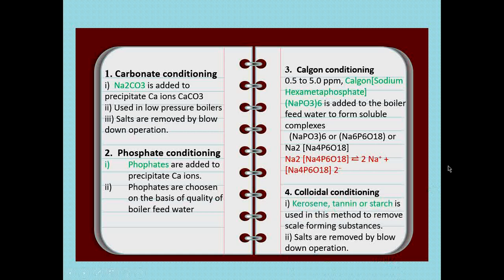The last one is colloidal conditioning, and for that we are going to add kerosene, tannin or starch to remove the scale forming substances. Salts are removed by blow down operation.